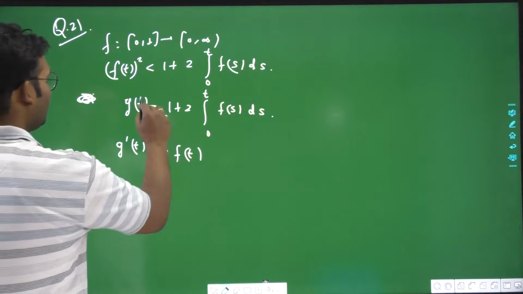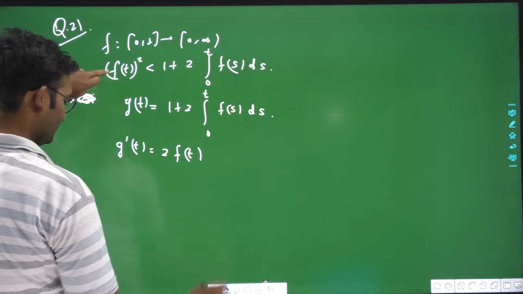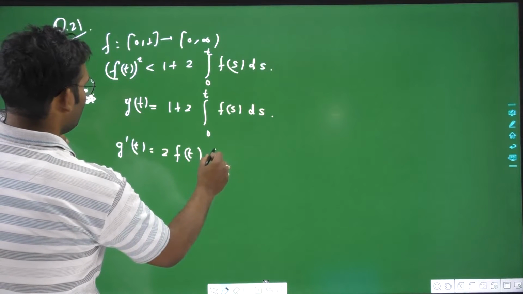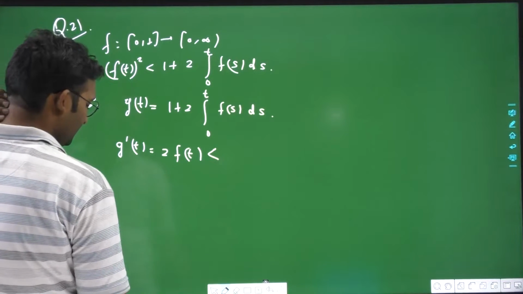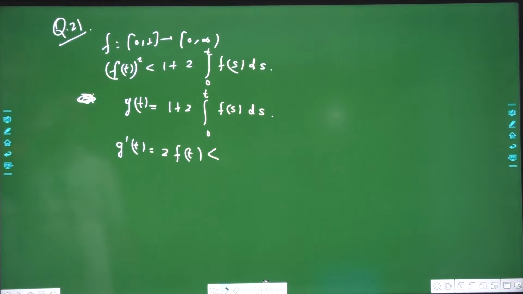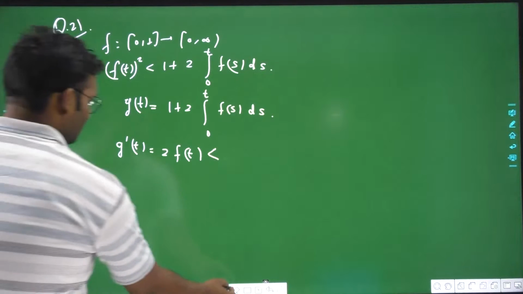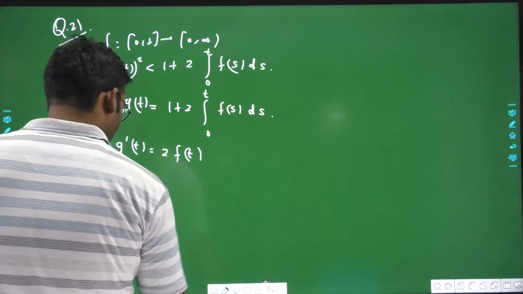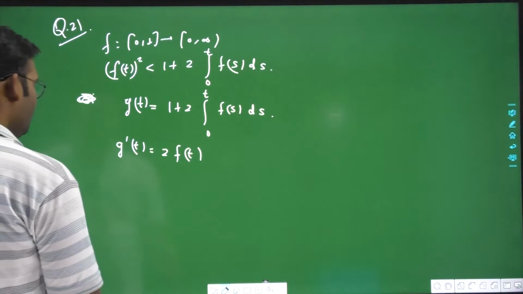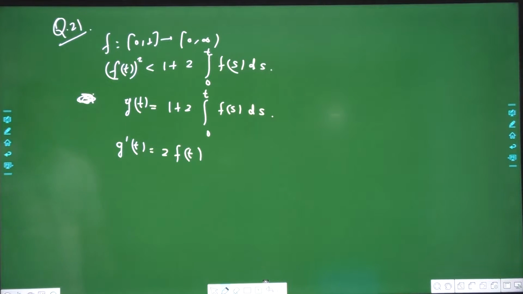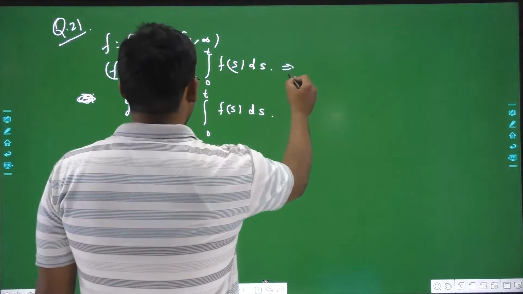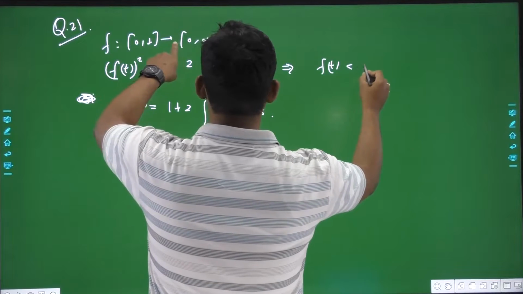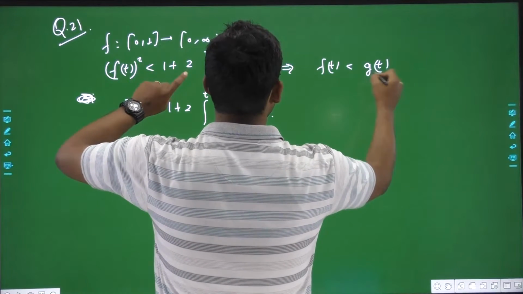And what is f of t? So f of t, since it is less than this, I can write 2 times f of t will be less than, so what I can write, just give me a minute. So g dash t I can write as 2 times f of t, and f of t, I can write this particular thing as f of t. Since we are talking of only the positive side, I can write f of t strictly less than root over g of t.